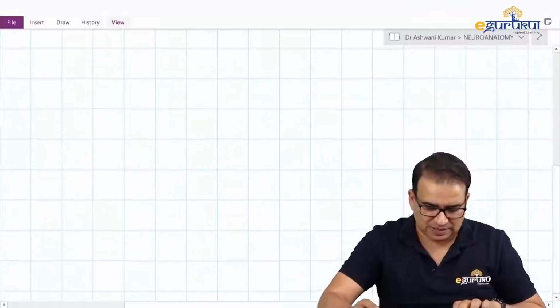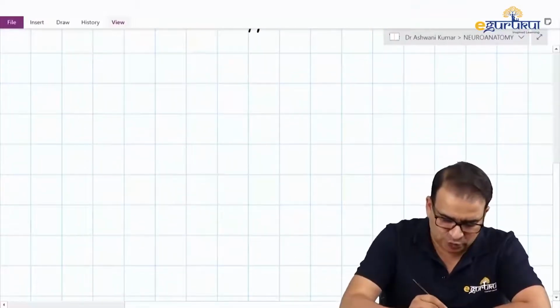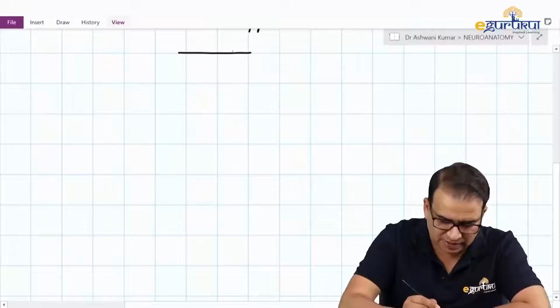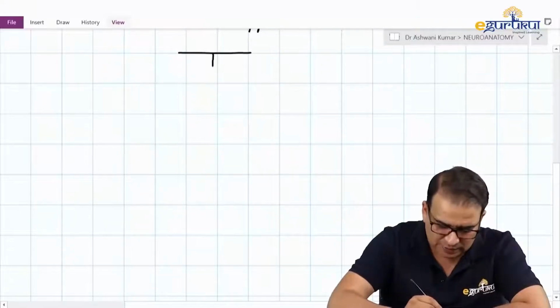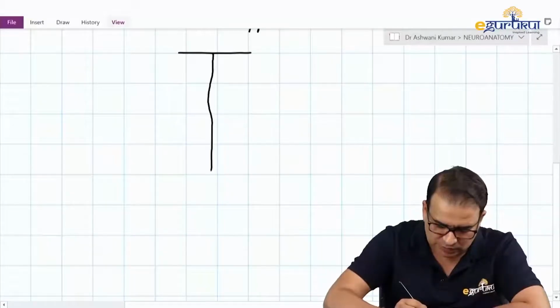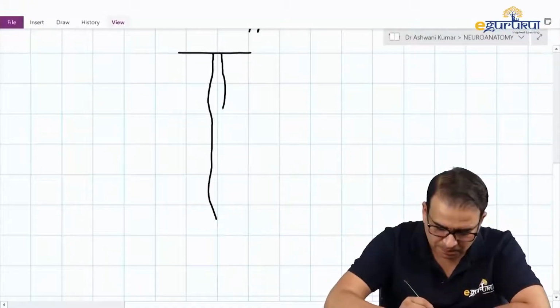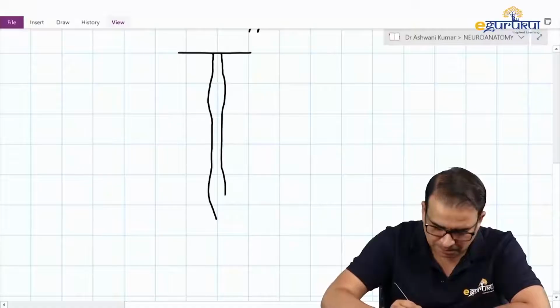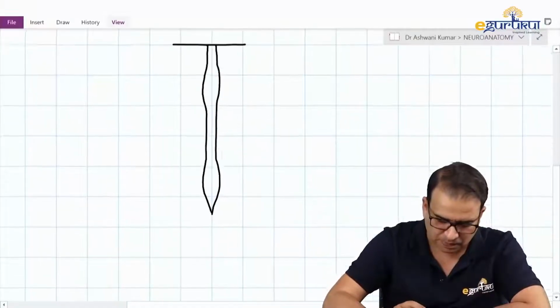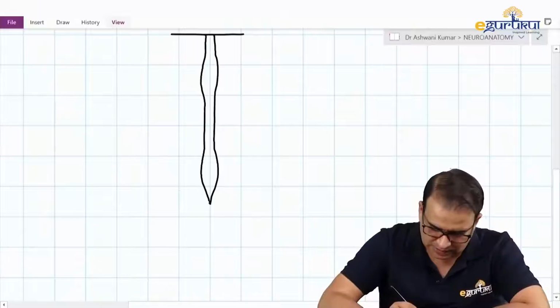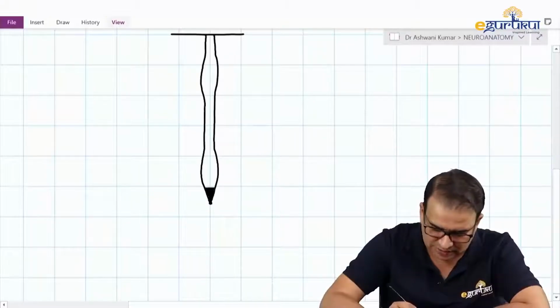If I try to represent this diagrammatically, guys, let's presume this is the base of the skull here. Let's say here's the spinal cord, and as we said, we've got two enlargements. In the spinal cord, you will also appreciate two enlargements. This is the terminal part of the spinal cord, I should say. This is the conus part. We call it conus medullaris. This conical projection is conus medullaris.